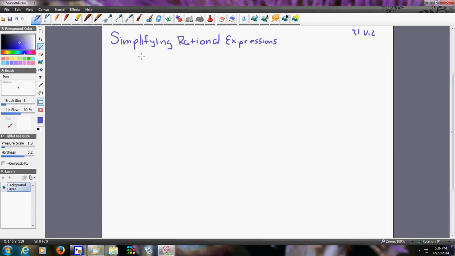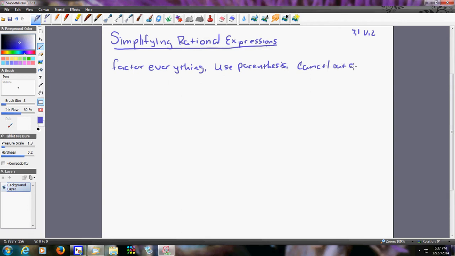So now that you have an idea of what a rational expression is, I'm just going to show you how you can simplify rational expressions, and it's actually really neat. All you have to really know is this. Here's your rule. Factor everything. Use parentheses. And cancel out groups. Now I'll explain what I mean by that.